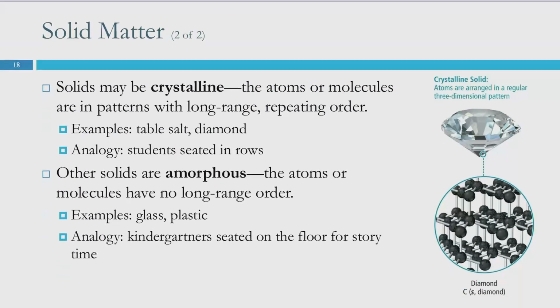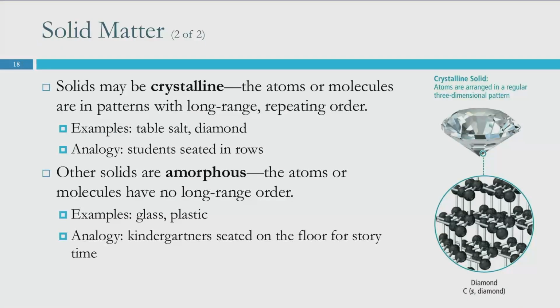Our solid matter can also be further described as crystalline. Crystalline forms, you guessed it, crystals. So think of anything that forms crystals, like diamonds, or quartz, or salt, or sugar. Anything that forms crystals, it's crystalline. And what makes it crystalline is that there's long-range repeating order. So the arrangement of the particles repeats.